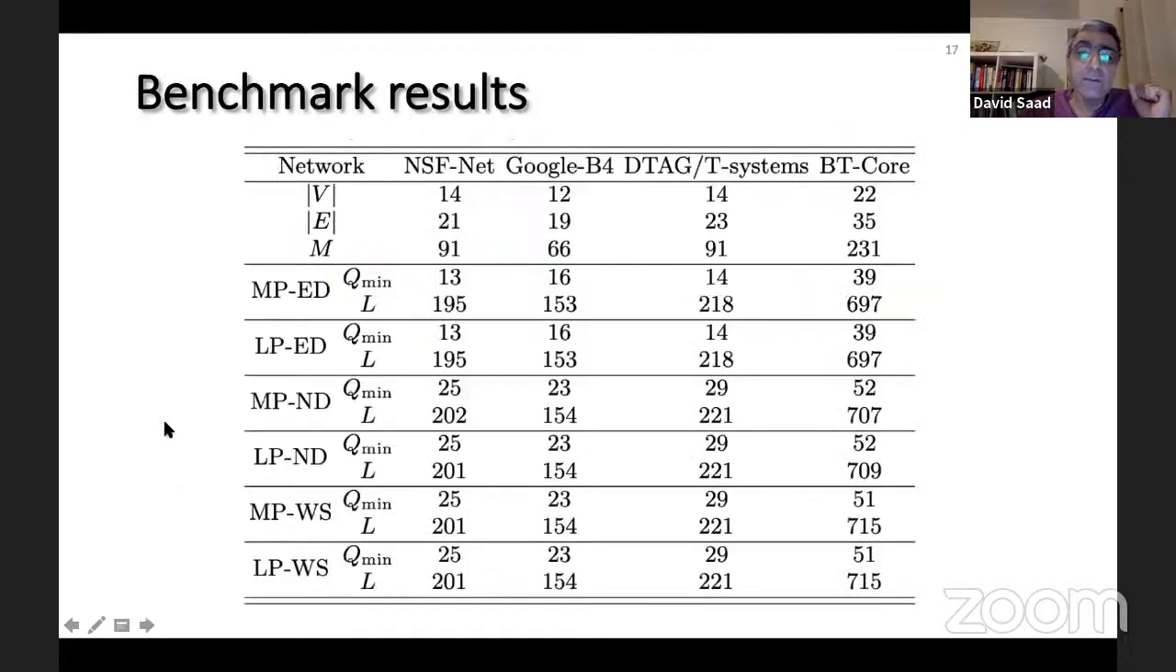Just to make sure that we are doing something sensible, we compared the performance of message passing for edge disjoint, node disjoint, and wavelength switching against linear programming, which can be done for small networks. You can see, for instance, for edge disjoint message passing on these two networks, that we get exactly the same numbers for the overall length of edges used and the minimal number of wavelengths to accommodate these messages. So the table is a sanity check, saying that message passing does work, as well as the non-scalable linear programming.